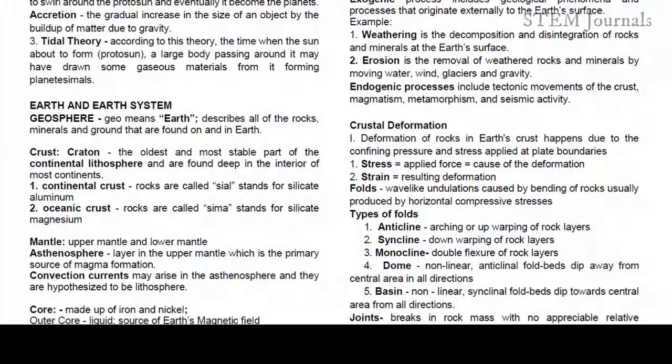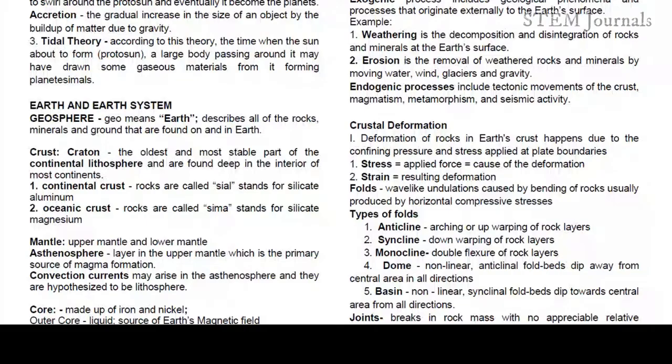Next, aside from the crust, we have the mantle. We have the upper mantle and the lower mantle. In the mantle, we have the asthenosphere. It is the layer in the upper mantle which is the primary source of magma formation. The asthenosphere is the liquid or semi-liquid part that we find between the crust and the boundary of the mantle itself. It is also what moves and creates our magma formations.